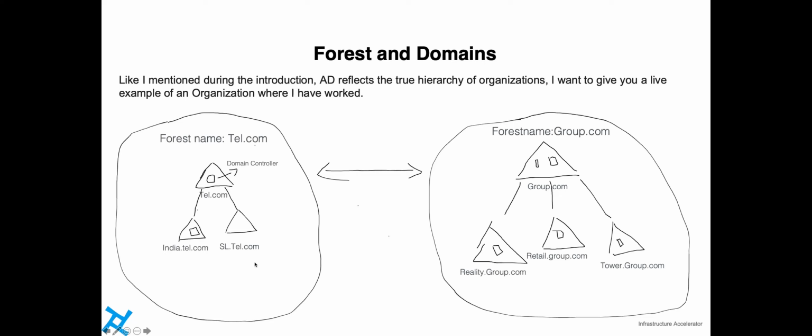But this Active Directory structure was very old, and this was the biggest profitable business. Telecom has a huge dependency on IT infrastructure, and any change which needed to happen here was a huge project. So they wanted this domain to also come under group.com so that it can reflect the actual hierarchy of the organization. And I believe they might have done it by now, because by the time I was in that organization, this was something which was on the cards.